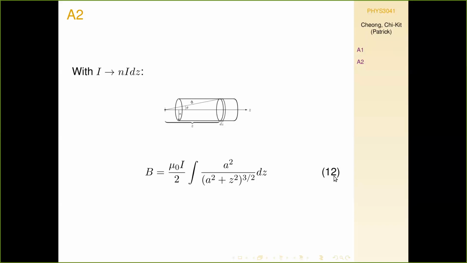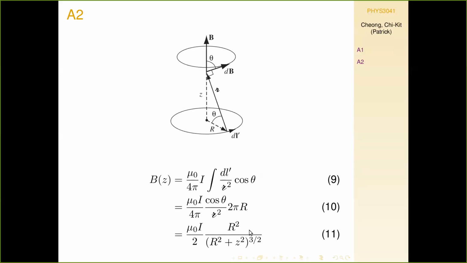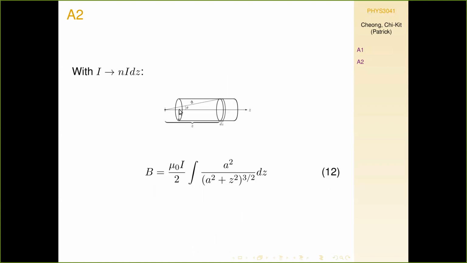So in equation 12, I re-emphasize or reformulate the same result we obtained before. Let me go back a slide here. I basically copy this result, but with different notation. This is because the radius here is a from the problem. So now what we need to do is to integrate over the whole solenoid dz here.